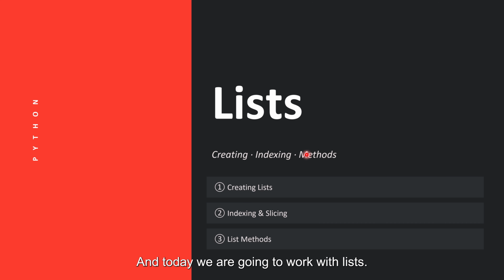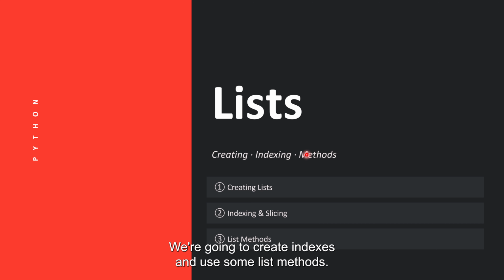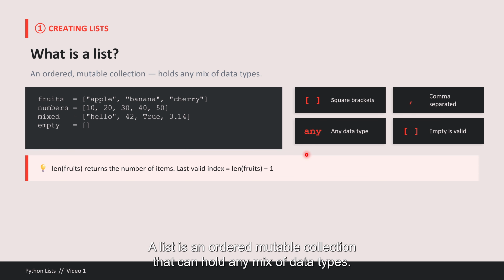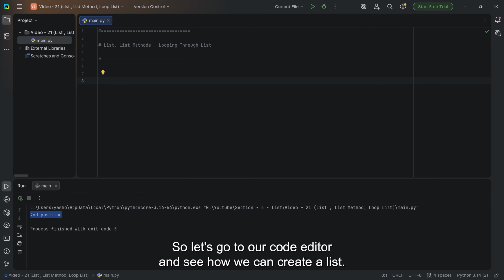And today we are going to work with lists. We're going to create, index, and use some list methods. So let's get started. First, what is a list? A list is an ordered, mutable collection that holds any mix of data types. So let's go to our code editor and see how we can create a list.